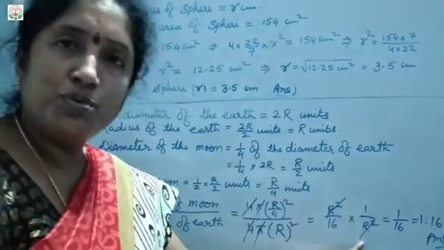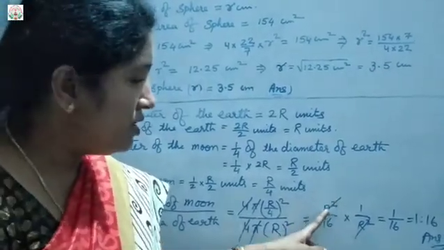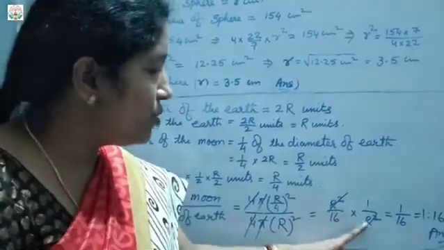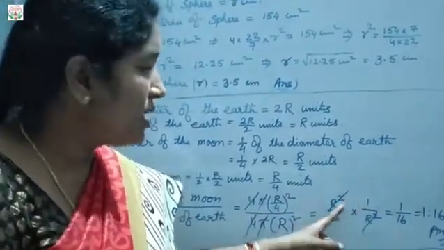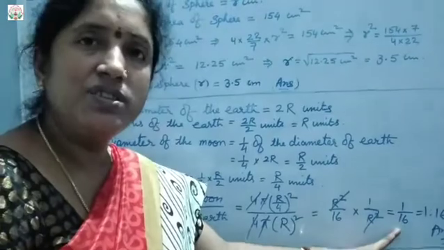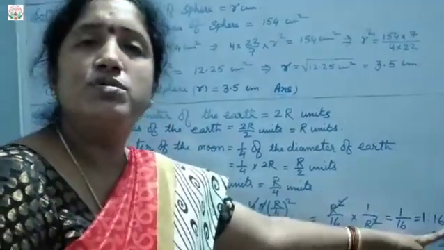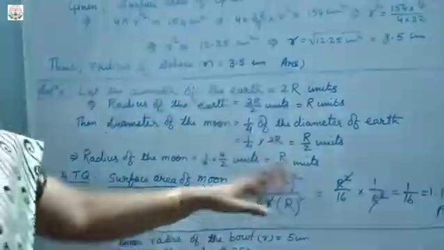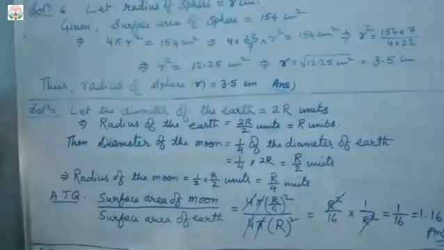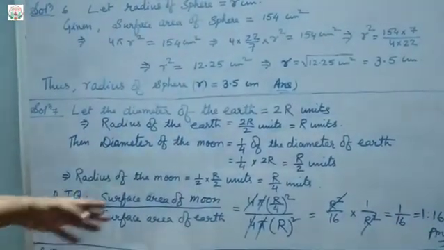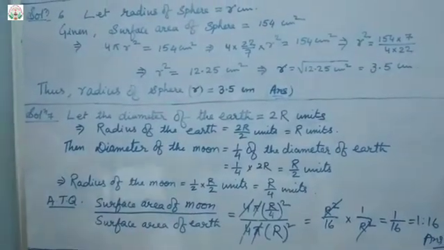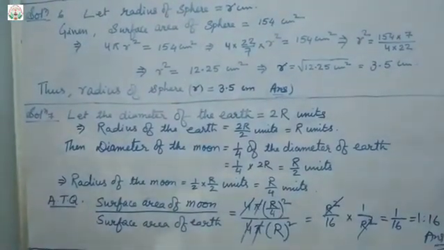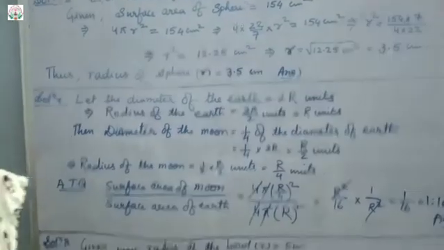Now when we took the reciprocal, you can see the numerator and denominator have R square. So we will cancel it off. On cancelling, what you will get? 1 upon 16, that is equal to 1:16. So now the answer will be 1 upon 16, the ratio of the surface area of moon upon surface area of the earth. Now next comes question number 8.